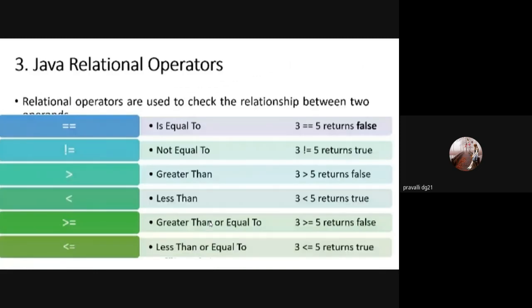Relational operators are used to check the relationship between two values: equal to, not equal to, greater than, greater than or equal to, less than, or less than or equal to. It returns true or false.